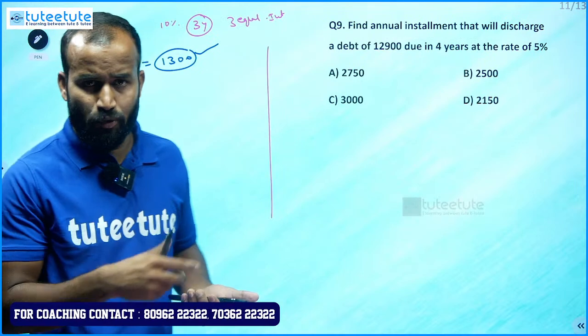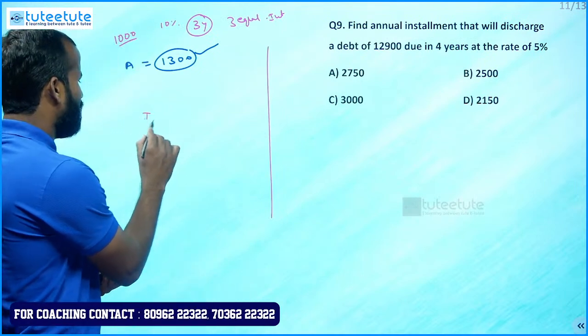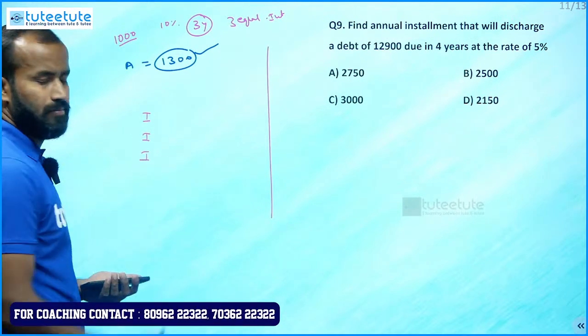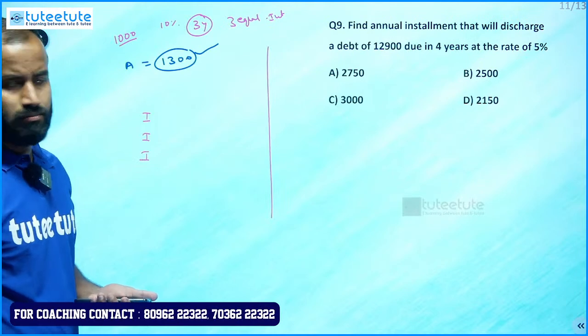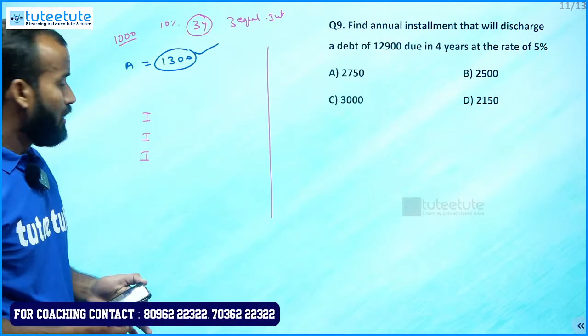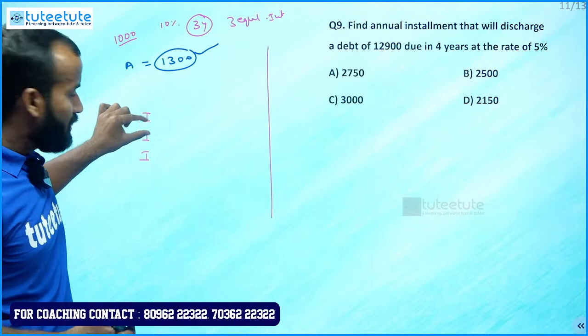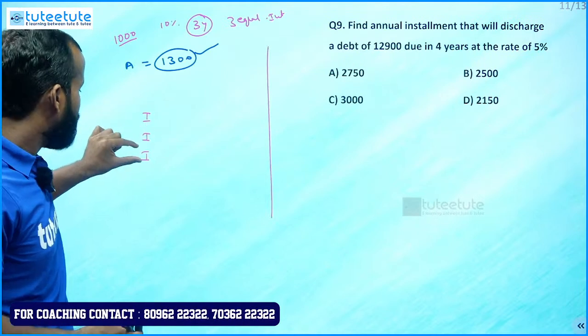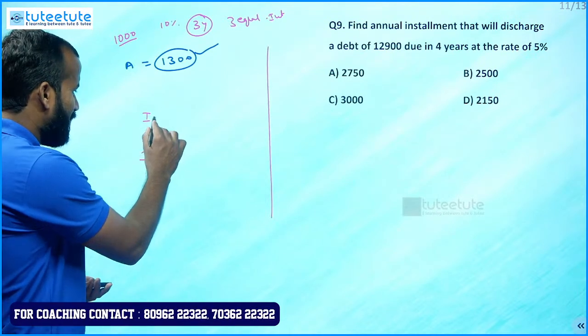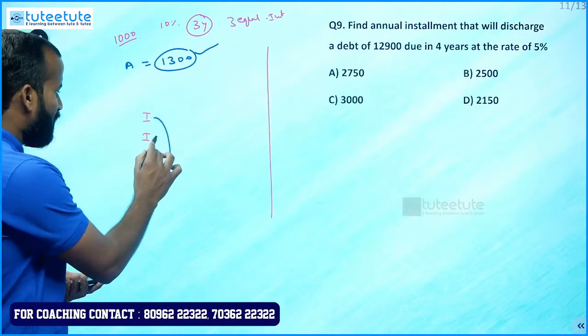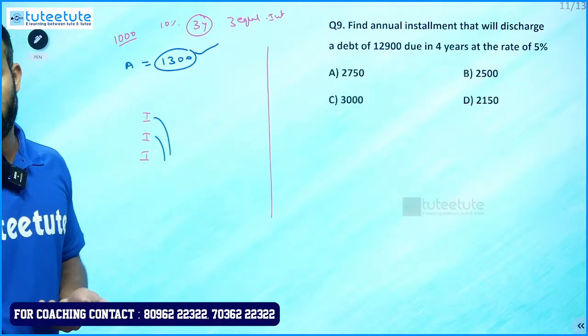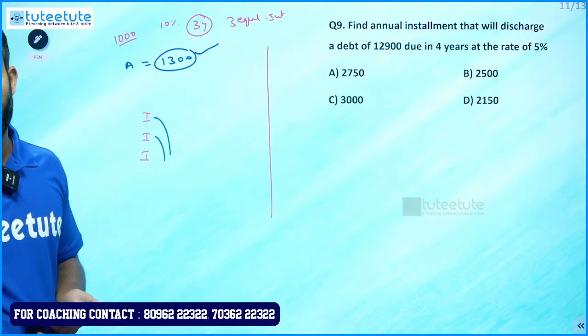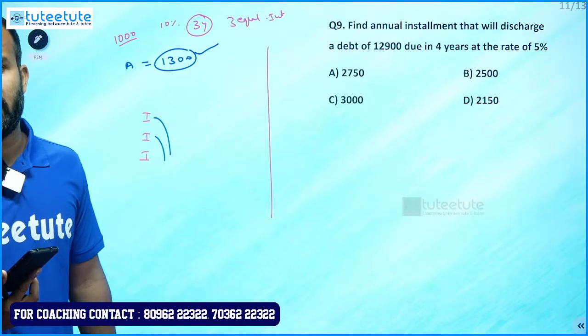Same method I am doing again. See, now installment. 3 equal installments, right? This is paid after 1 year, this is paid after the 2nd year, this is paid after 3 years. For this I want interest for 2 years. For this I want interest for 1 year. This is not compound interest. That is what you have to understand.